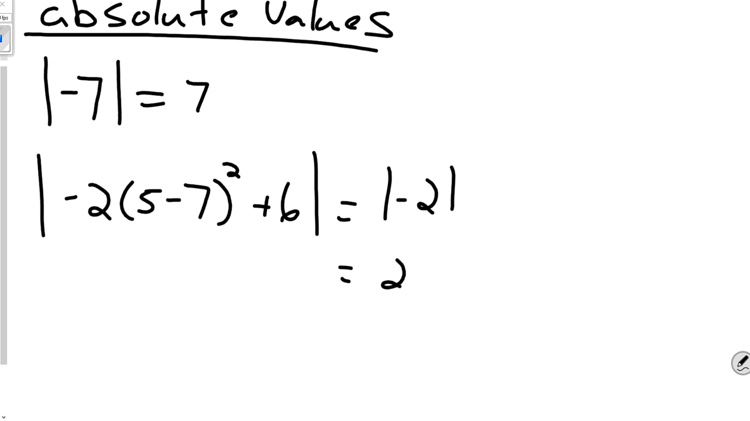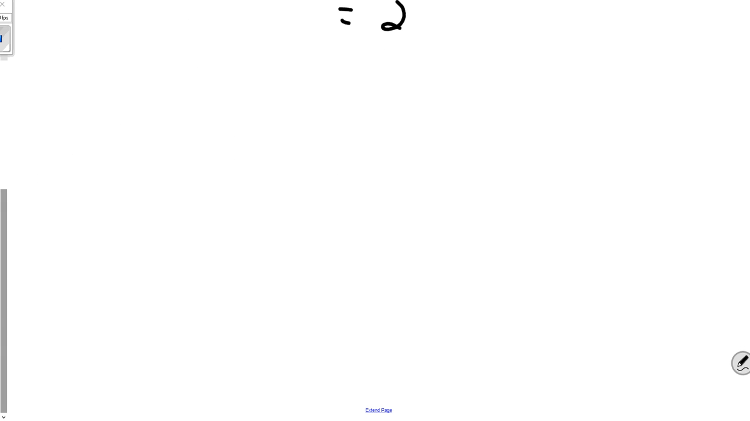So yeah, if you were to actually graph absolute values. So if you had a function now, let's say of 2x minus 3 with absolute value signs around it. So what I always do with these is I graph the original and then I just change it.